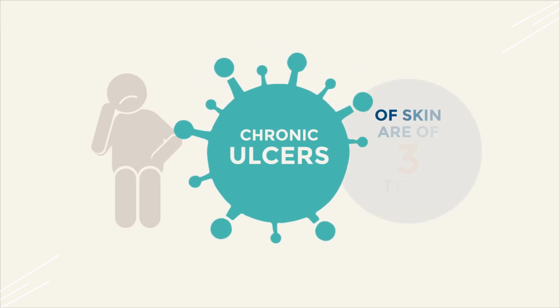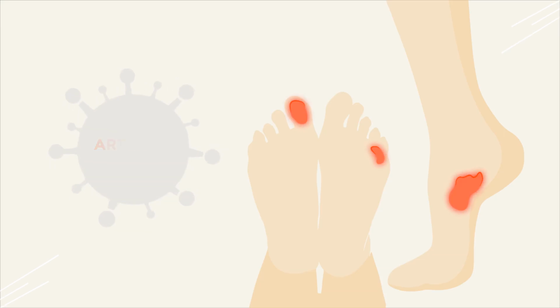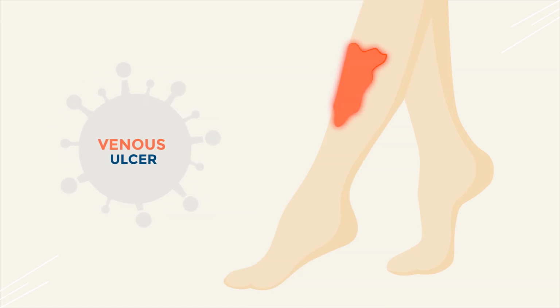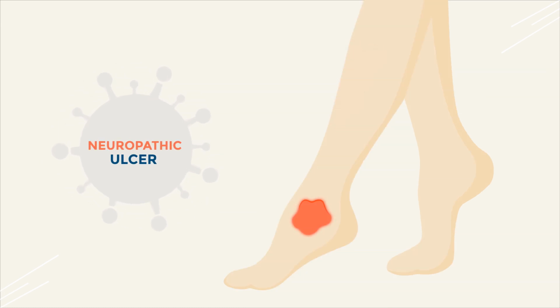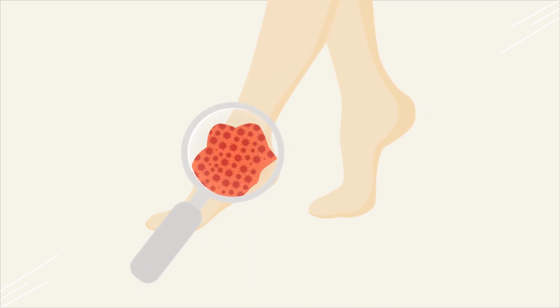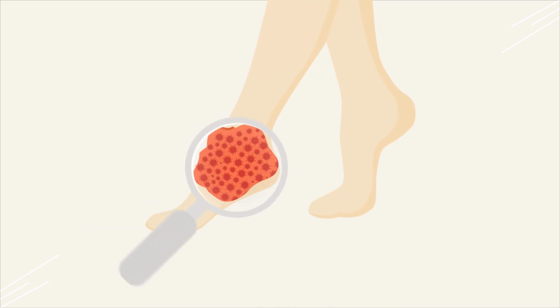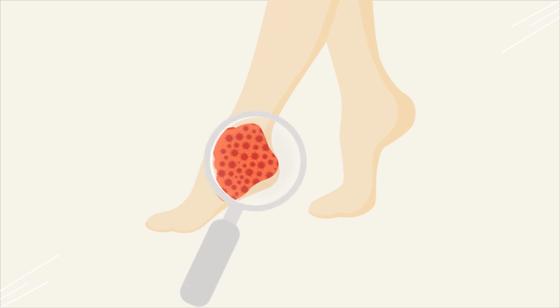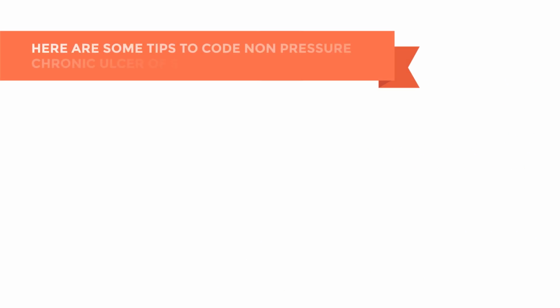Chronic ulcers of skin are of three types: arterial ulcer, venous ulcer, and neuropathic ulcer. Effective treatment of chronic ulcer of skin is dependent on identifying the type of ulcer and underlying disease or diseases. Here are some tips to code non-pressure chronic ulcer of skin.